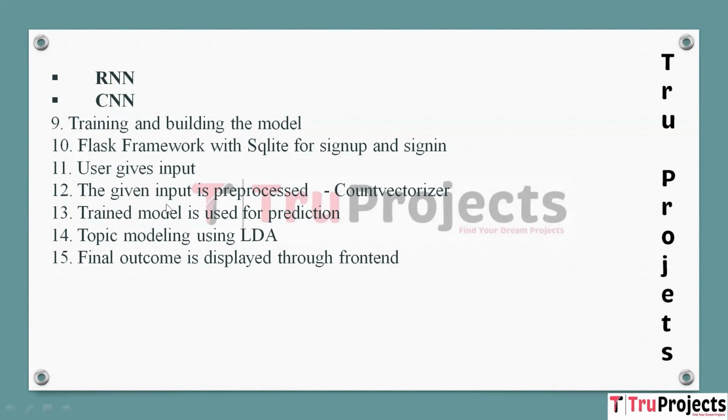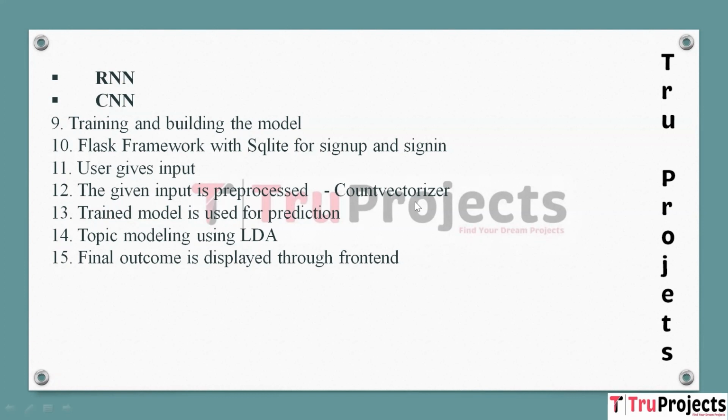12th module is the given input is pre-processed. Count vectorizer. The user provided input undergoes pre-processing, potentially using techniques like count vectorizer to make it suitable for analysis. And the 13th module is trained model is used for prediction.